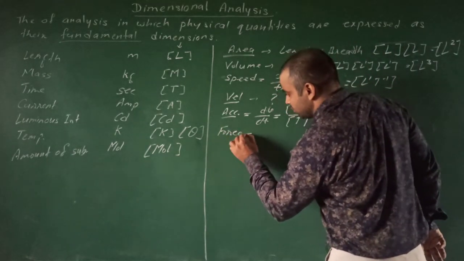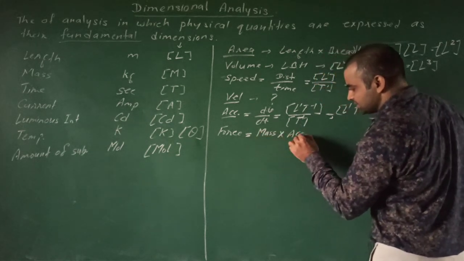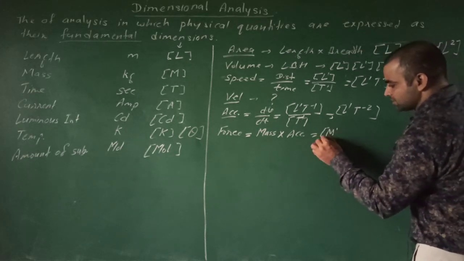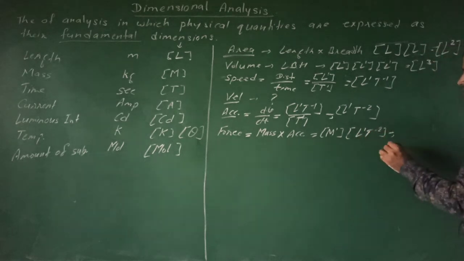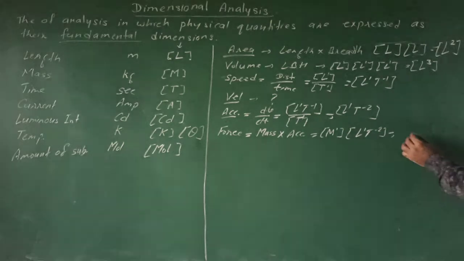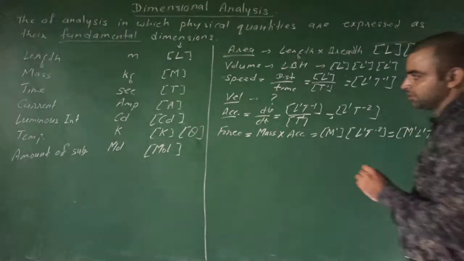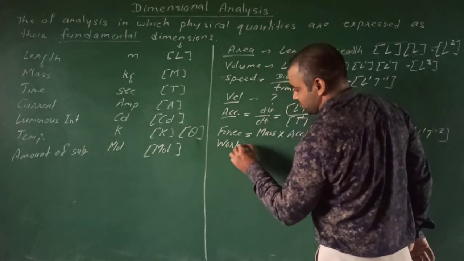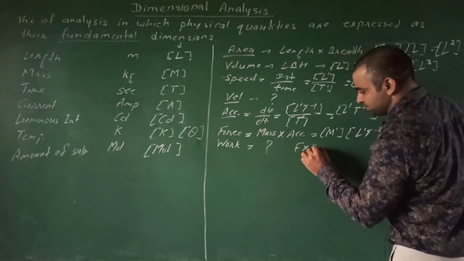Force. Force equals to mass into acceleration. And we know the dimension formula of mass and for acceleration. So what will be the dimension of a force? M1 L1 T minus 2. You will find the dimension for work and write in comment box. Formula for work is force into displacement.